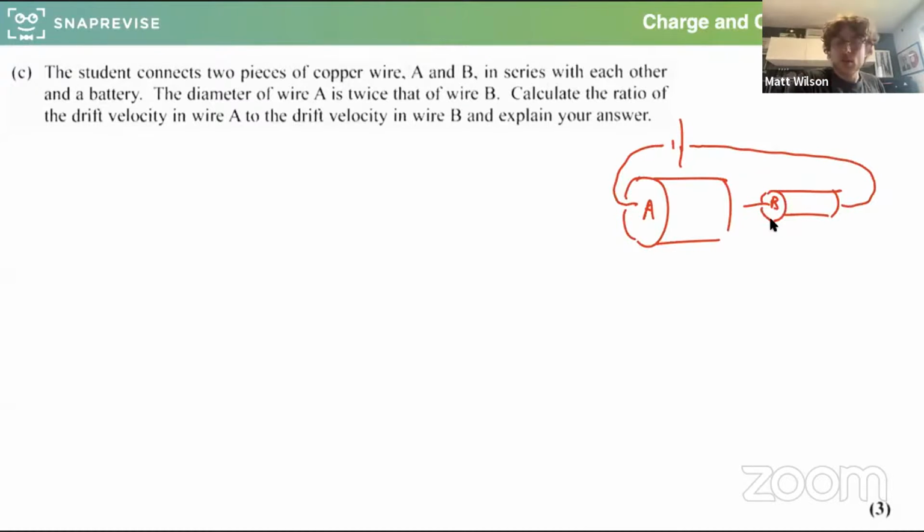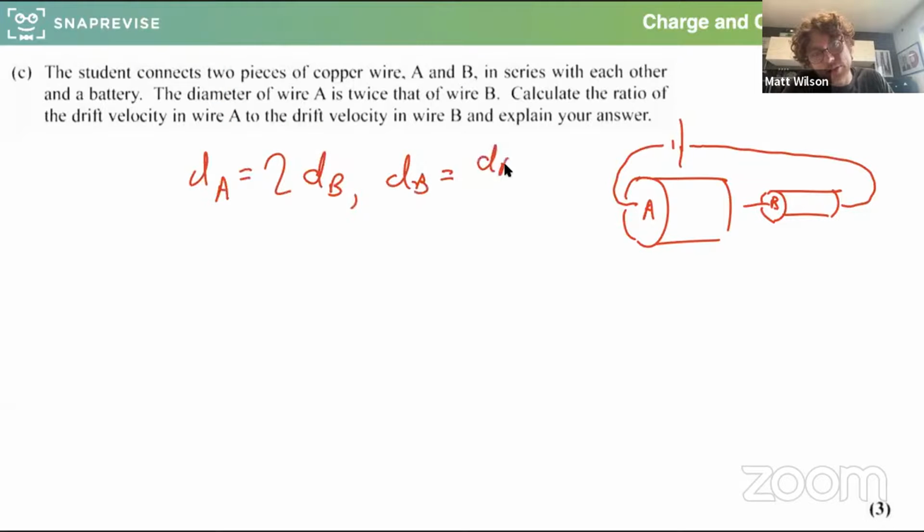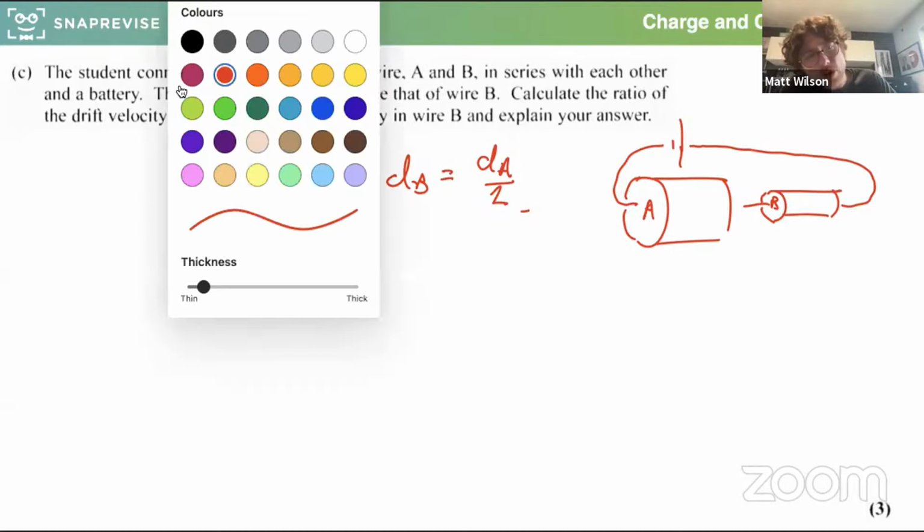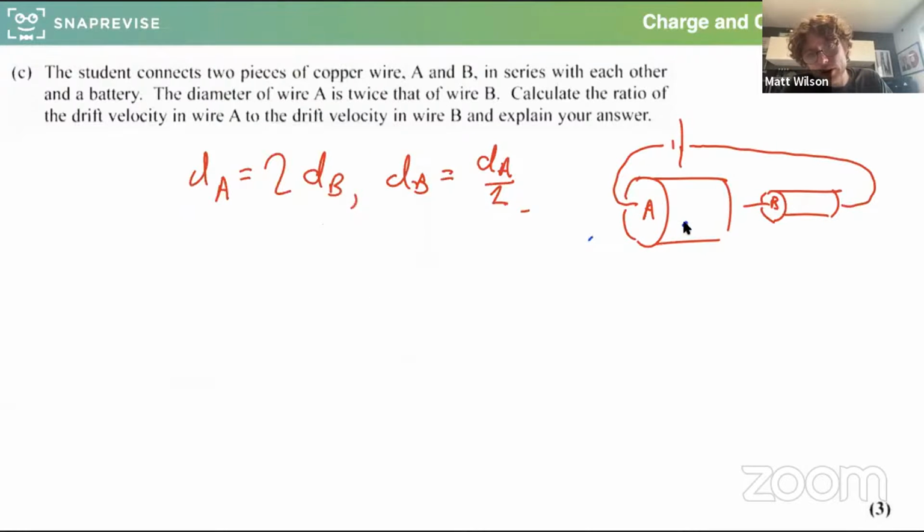Okay, good. Now what? The diameter of wire A is twice that of B. Diameter of A equals 2 times the diameter of B. In other words, the diameter of B is diameter of A over 2. Okay. Calculate the ratio of the mean drift velocity in wire A to the drift velocity in wire B. Looks like they've given us almost no information. Okay, they want us to know how the velocity of things moving through here compares with the velocity of things moving through here. Clearly, they believe it's going to be different because of these different diameters.